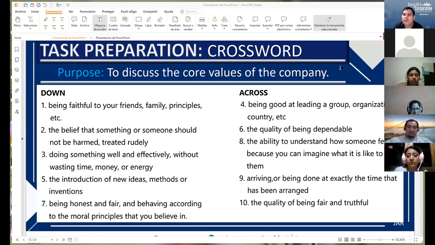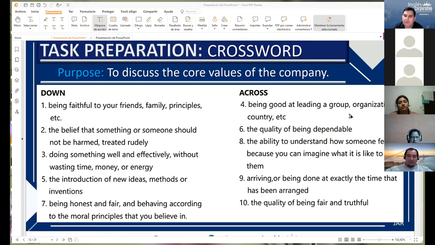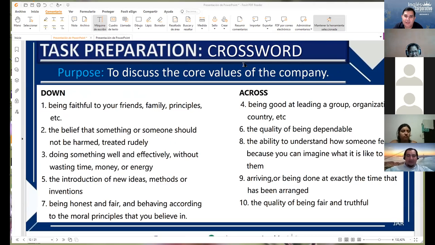Task preparation, crossword. Teacher, crossword, cross es cruz. Word, palabras que van para abajo y a través. Across and down. Down and across. Como crucigrama. Crossword puzzle, crucigrama. Ok.